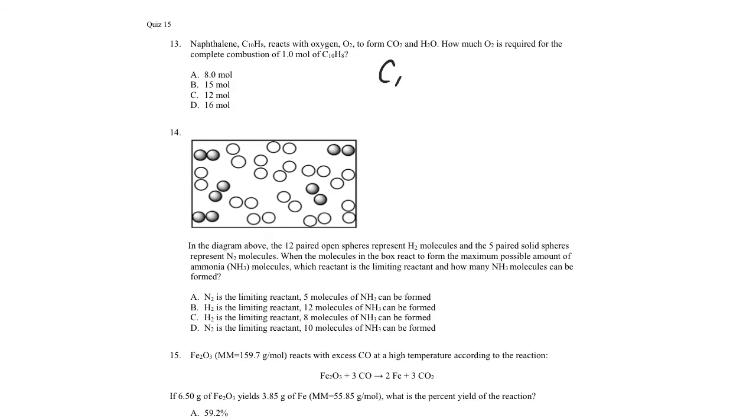Okay, so I'm going to write C10H8 plus O2 goes to 10 CO2 plus 4 H2O. That's going to take 10 plus 2, so that's 12 O2s that are required. So how much O2 is required for the complete combustion of a mole of C10H8? The answer would be 12 moles.